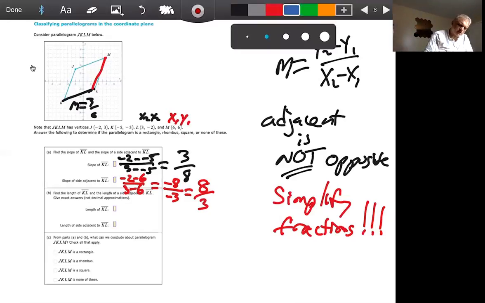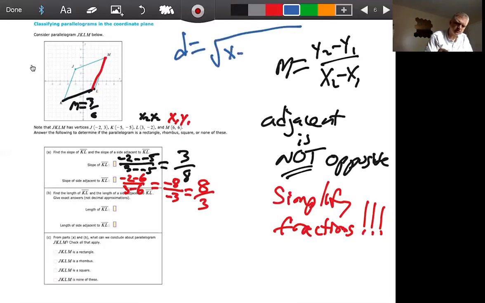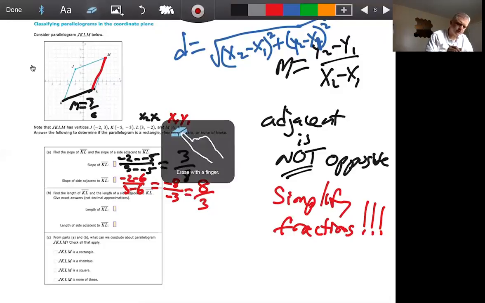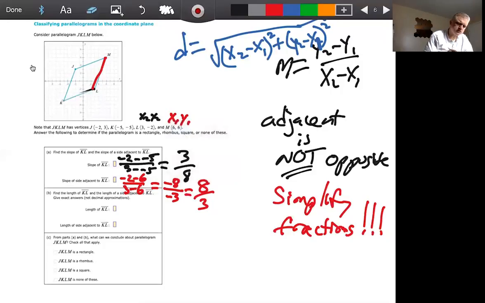Now let's say we want to find the length of KL. Well, the distance formula, as we've already mentioned, is the square root of x2 minus x1 squared plus y2 minus y1 squared. We can do the distance formula, or we can do the whole rise over run with the Pythagorean theorem. For KL, let's find the length using the distance formula.